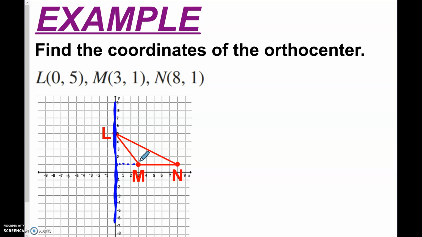Now we need to find another one. So we can either start at M and go perpendicular to the other side, or N and go perpendicular to this side. It doesn't matter which one we do. So if we just start at M and go perpendicular to this other side here, what we need to do is find out where these are meeting, okay? And it might meet at a nice, neat point, and it might not.